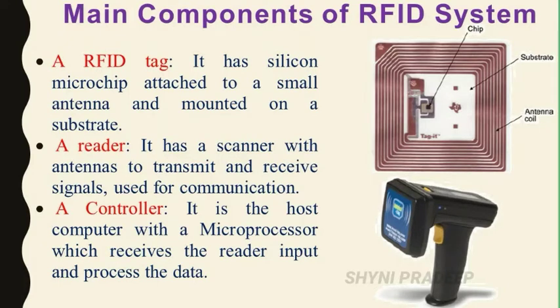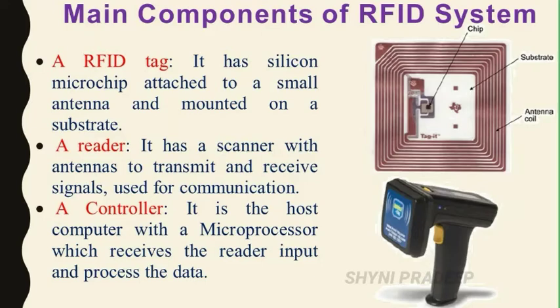RFID tag is nothing but a silicon chip. It is attached to a small antenna and mounted on a substrate. And this is the reader. It has a scanner with antennas to transmit and receive signals and is used for communication. And the next one, the controller, is also available. It is the host computer with a microprocessor which receives the reader input and processes the data. Processing will be done in the controller.